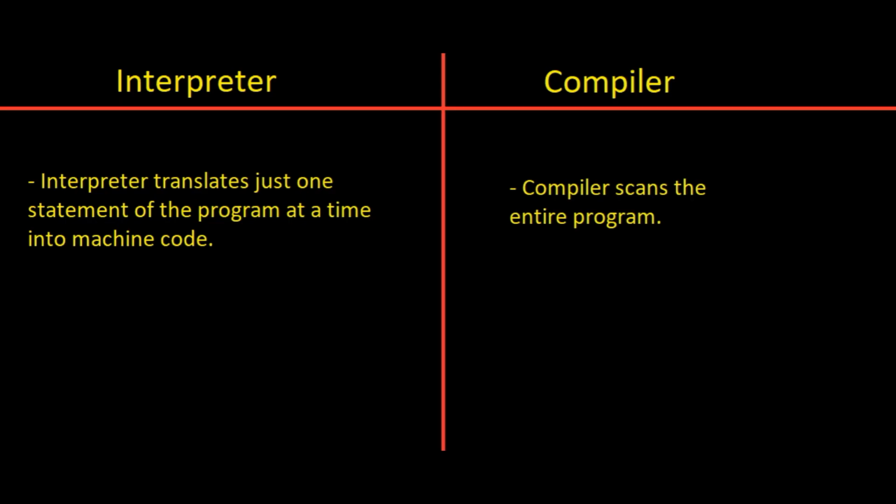I would like to also mention the main difference between compiler and interpreter. Interpreter translates just one statement of the program at a time into machine code. Compiler scans the entire program. For example, Python IDLE is an interpreter, but PyCharm has both of them.